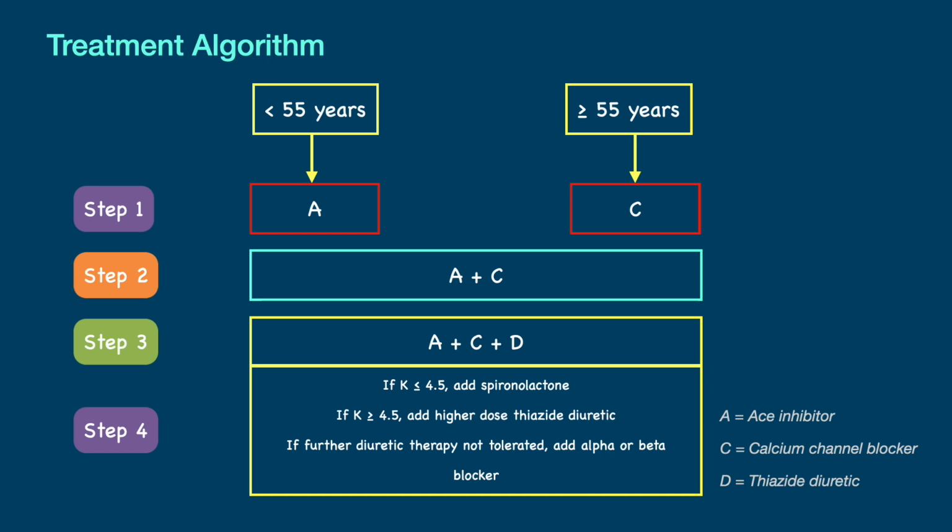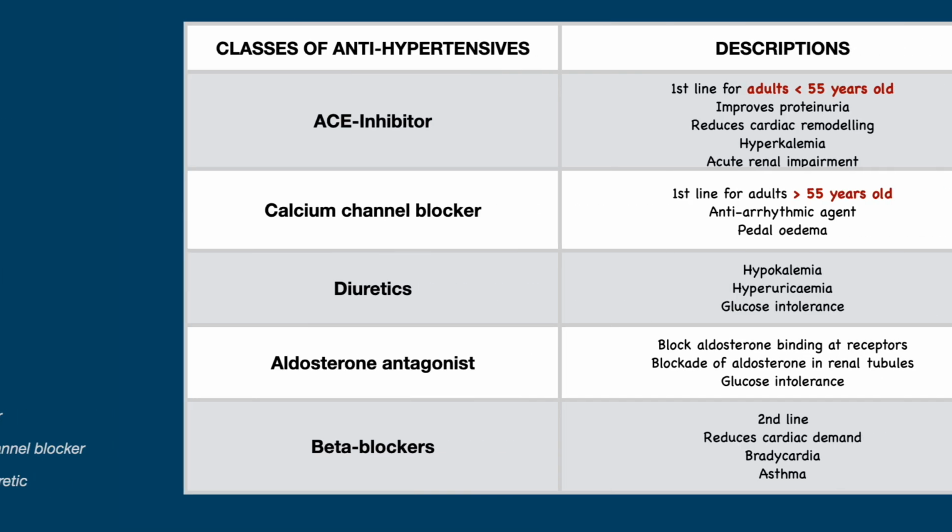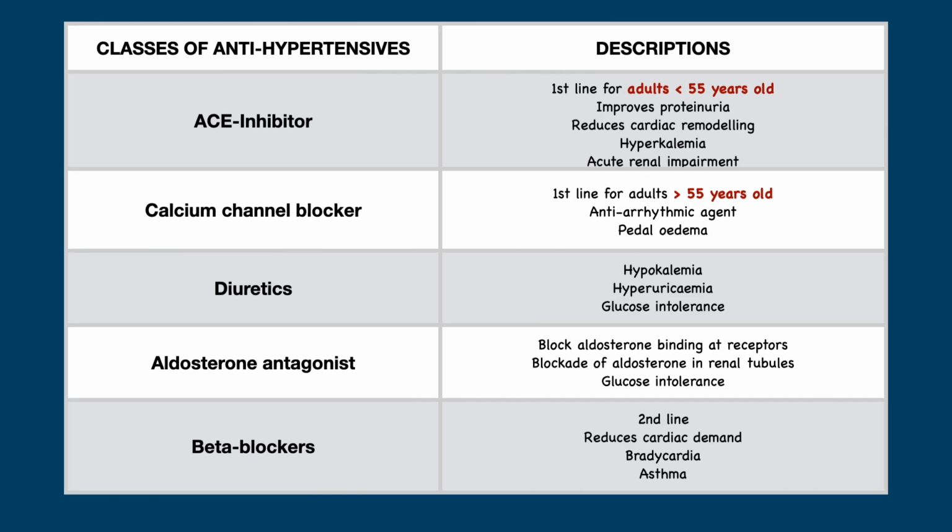They can be used in combination if monotherapy is not successful. Step 3 will be adding a diuretic to the previous combination. And lastly, if hypertension is still refractory, may consider to add on alpha or beta blocker. For patients less than 40 years, consider specialist referral to exclude secondary causes. This table outlines the classes of antihypertensives and their respective descriptions in initiating therapy.